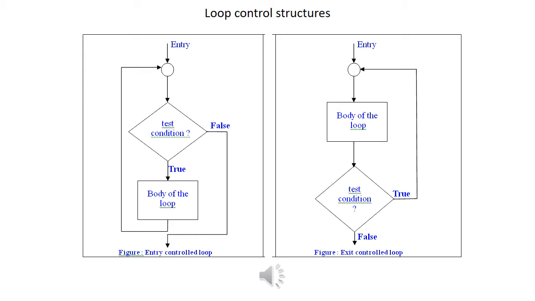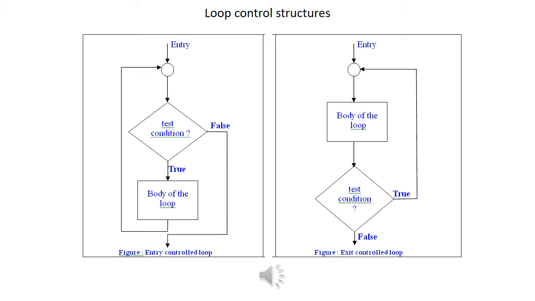If the test condition is true, then the body of the loop, that is the instructions given within the loop, will be executed once, and then again the control will go back to the test condition. Again the condition is tested. If the condition is true, again the body of the loop is executed. If the condition is false, then the control will come out and execute the next instruction in the sequence.